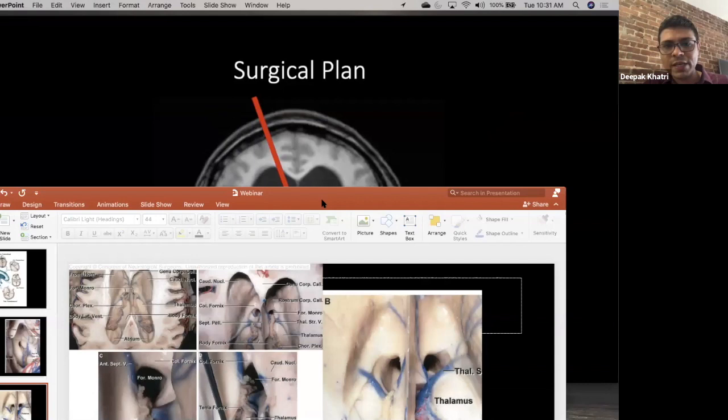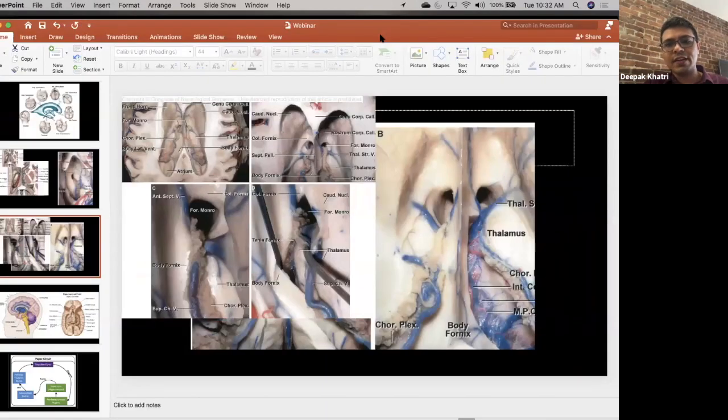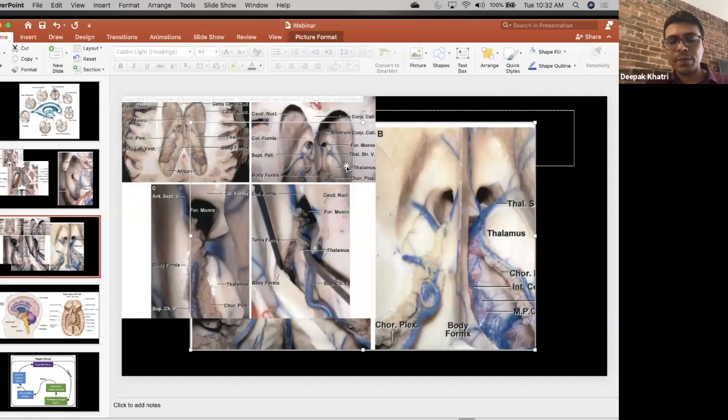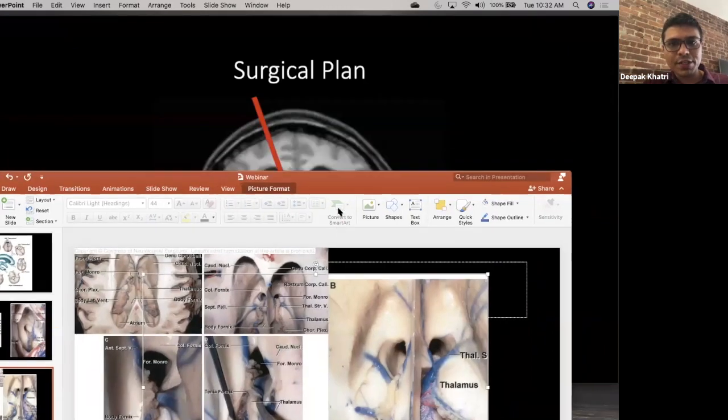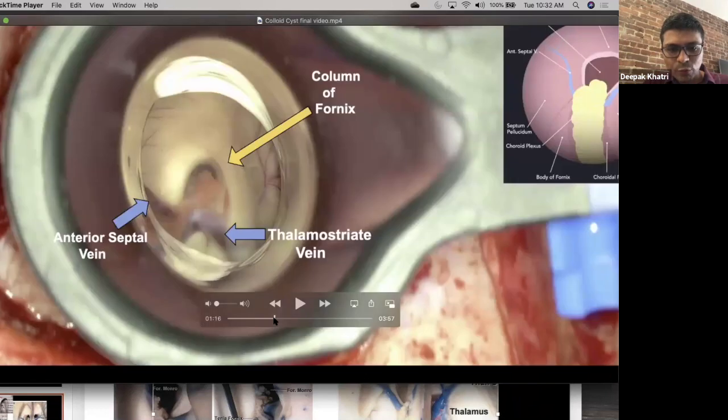The way you can identify whether you are on the right side or the left side can be confirmed with the anatomy itself. If you are accessing from the right side and you are able to see the thalamostriate vein on your right side, then you are in the right lateral ventricle. But if you are accessing from the right side and the thalamostriate vein is on your left side, that means you are in the left lateral ventricle, because the thalamostriate vein is a lateral structure. So it is really important to understand the anatomy when you enter the ventricle.